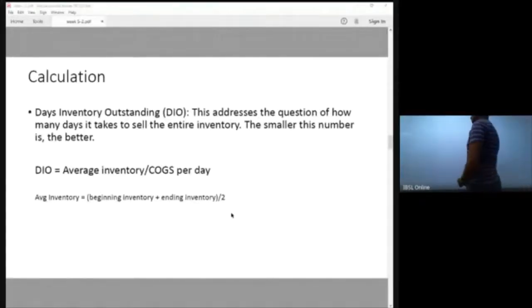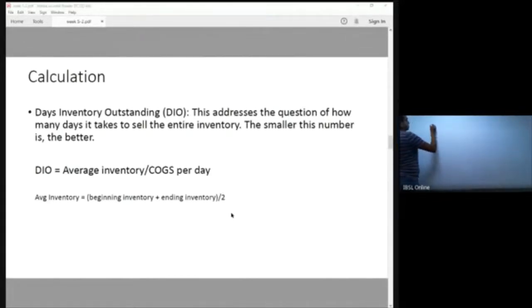Yeah, so these ratios. Days inventory outstanding is calculated as your average inventory divided by cost of goods sold per day. How does that come? Cost of goods sold per day is total cost of goods sold divided by 365. Okay. In grade 2, we have learned that it is equal to average inventory divided by cost of goods sold into 365. Days inventory outstanding. Okay, you need to remember this formula.